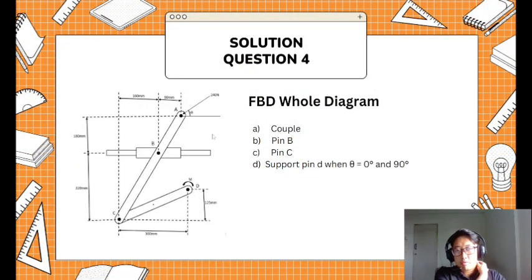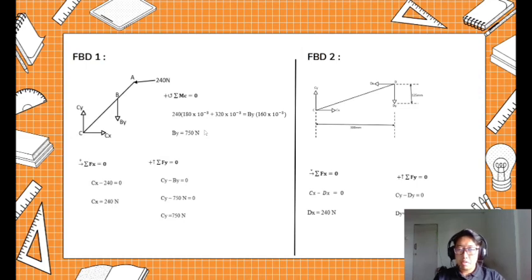This is the free body diagram for question 4. First step, in order to find the force Cx, you can use the equation of equilibrium, which is the sum of Fx equals 0, assuming the direction to the right is positive, which is Cx minus 240, where 240 is from the question given, equals 0. Then move the negative 240 to the right side, and you get Cx equals 240 Newton.